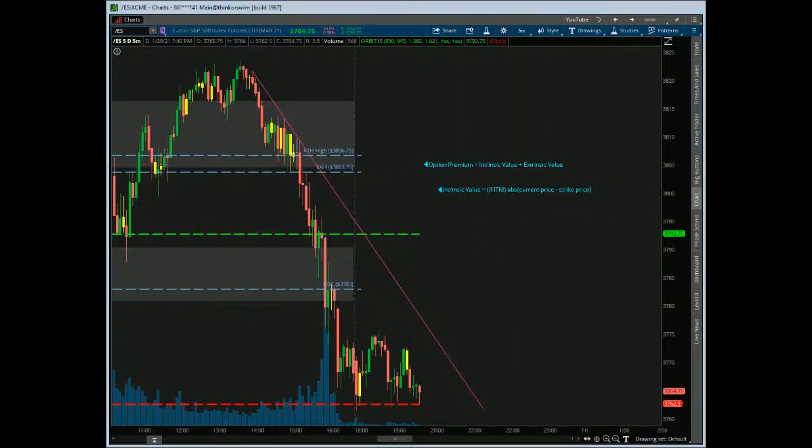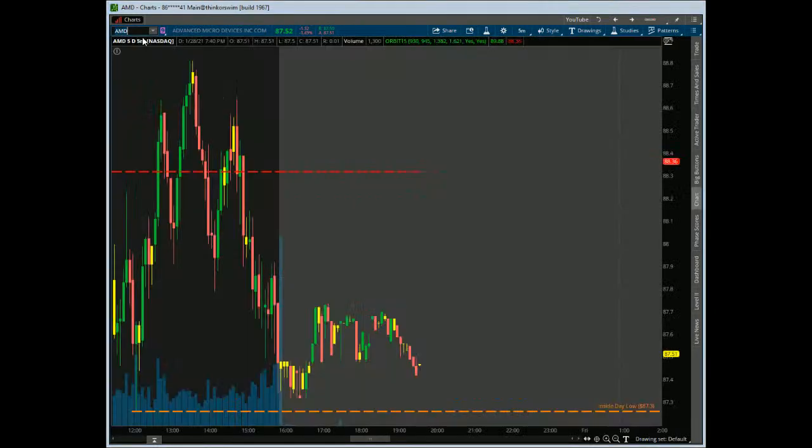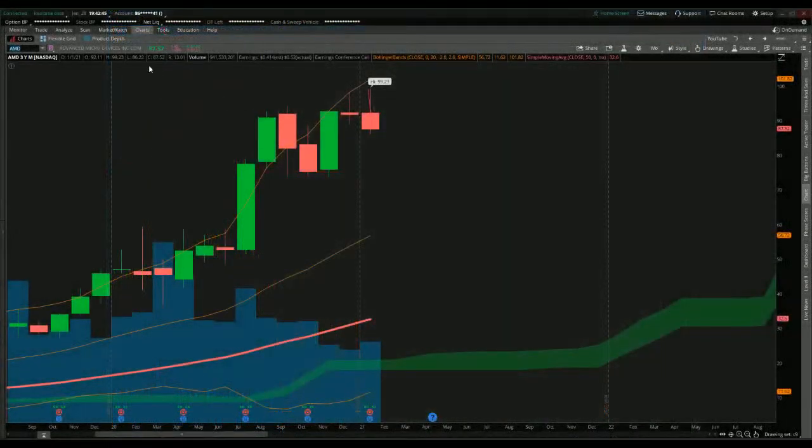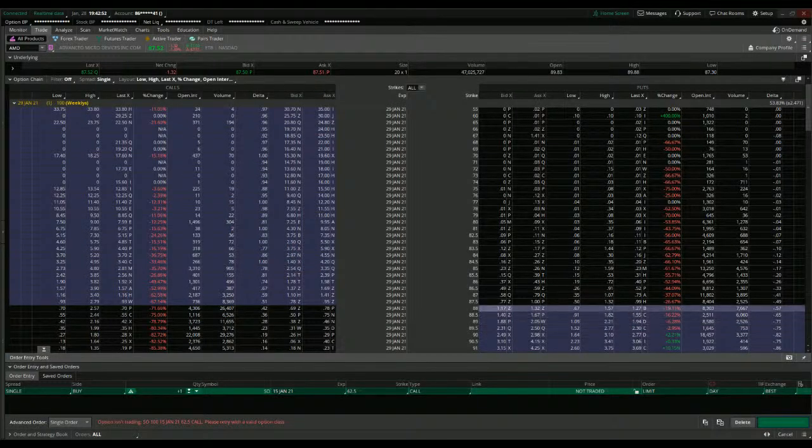So what is extrinsic value? Extrinsic value is equal to time value plus volatility. That's how option pricing is determined. So if we go back to our AMD example, instead of being 50 cents, this is about 60, 70 cents more. So where's that money coming from? Well, that is all time value, and the rest of it is volatility.